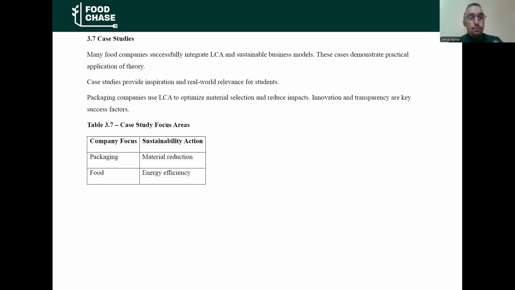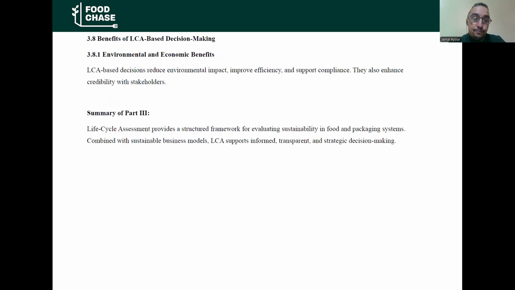Packaging companies use LCA to optimize material selection and reduce impact. Innovation and transparency are success factors. As explained in this table with different cases, for example, for packaging with material reduction and for food with energy efficiency for this type of product.